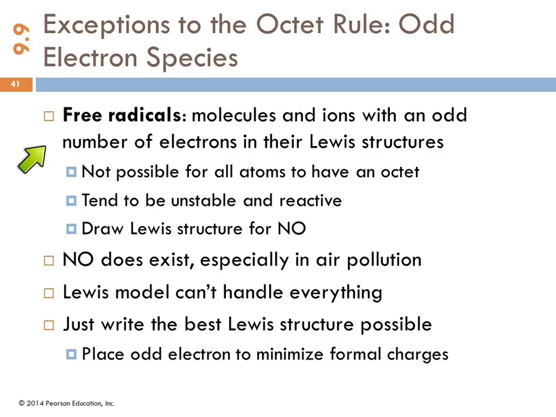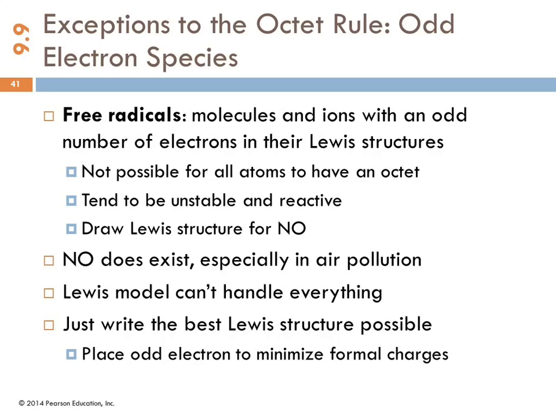And if you have an odd number of electrons, it is just not possible for all the atoms to have an octet. So these tend to be unstable and very reactive. You've probably heard of free radicals, and maybe the idea that you should consume lots of antioxidants to mitigate the effect of the free radicals. Free radicals are molecules or ions with an odd number of electrons. They aren't happy. That's why they're unstable and reactive. They are looking to get another electron or to lose an electron, and so they will react in order to do that.